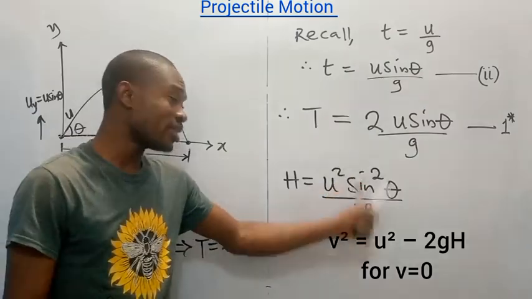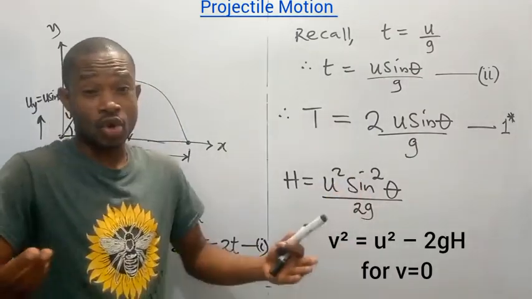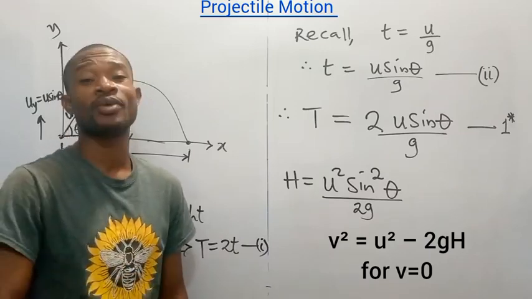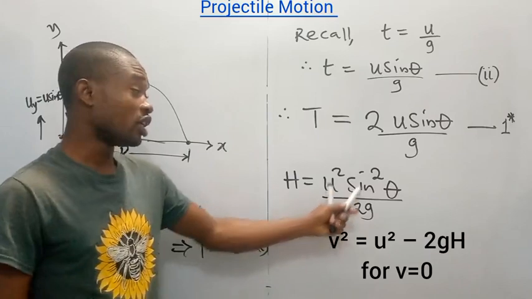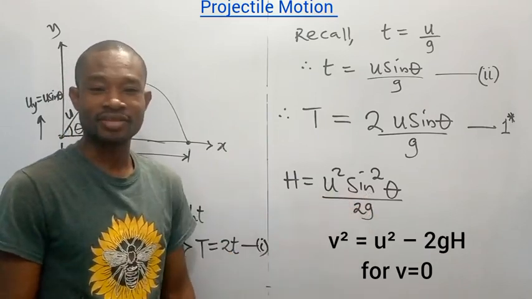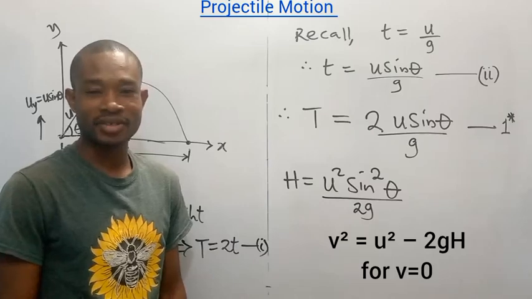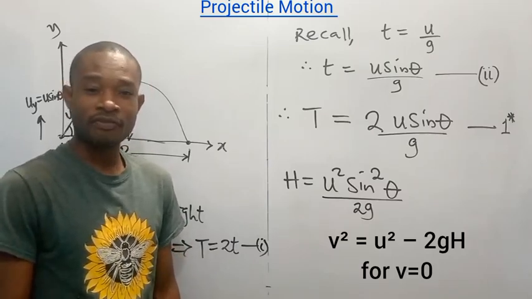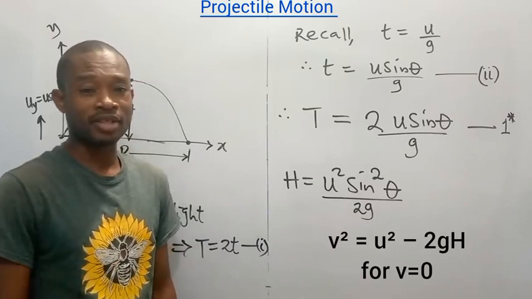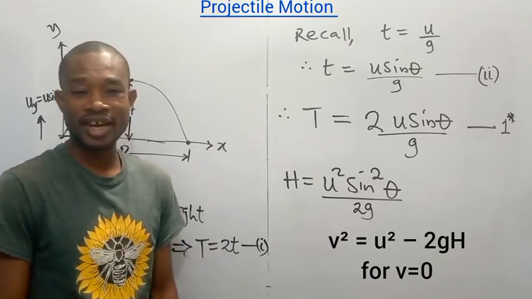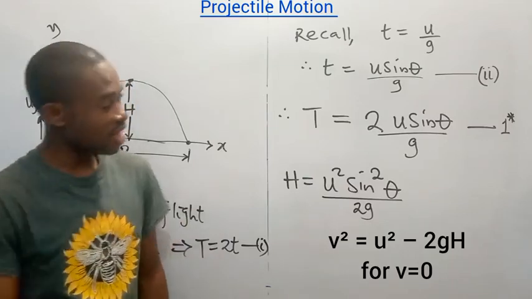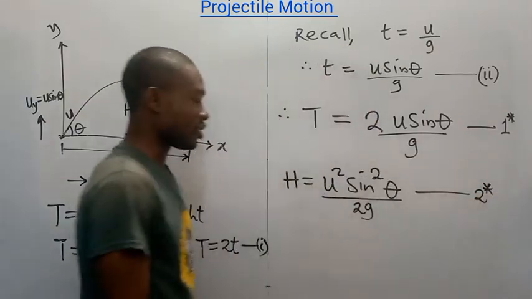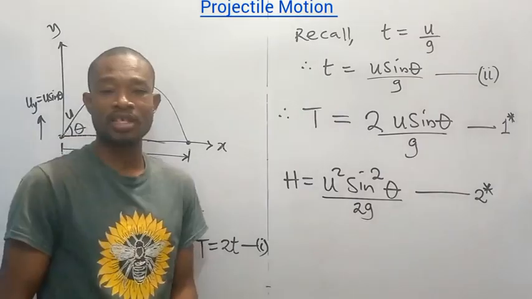But in getting this sine squared theta, I'd like to give you a little hint, even though I would not prove it in this video lesson because it's not necessary for now. We use the knowledge of trigonometric identity to analyze that. The concept of further mathematics or engineering mathematics can help you to get that idea. But you don't need it for now, and that is why I just wrote that equation there. So we take this as equation 2 asterisk. This is the formula for calculating maximum height.